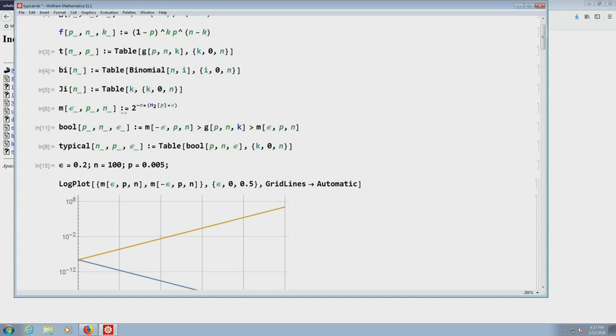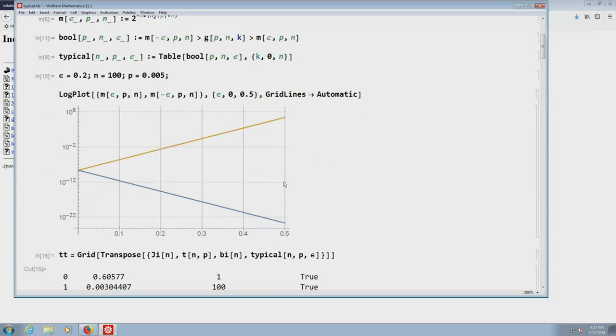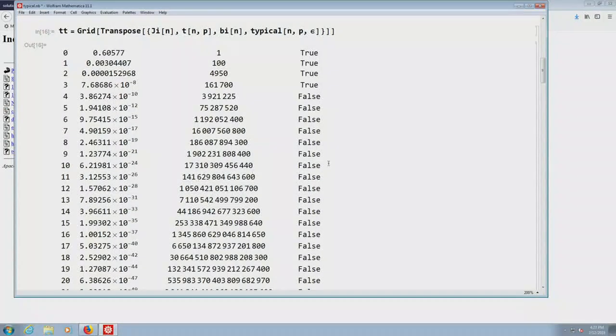H2 of P. By the way, H2 of P would be H2 of 0.005, still probably a small number. But N's 100. So we got everything we need there.